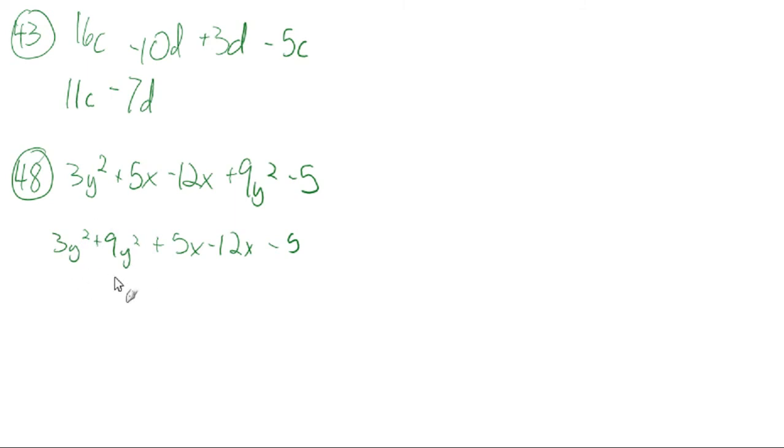So these y squareds are the exact same things. You see them lying around, they look exactly the same, y squared and y squared. Here you have 3 of them, here you have 9 of them, and together you have 12 of them. Of them, them being y squared. Okay, 5x minus 12x, you got x's here, you got 5 of them, minus 12 of them, and so you have negative 7 of them. And the last thing you have is about negative 5. There's no other numbers to put negative 5 with, negative 5 is just negative 5. Okay? Yeah, and that should do it.